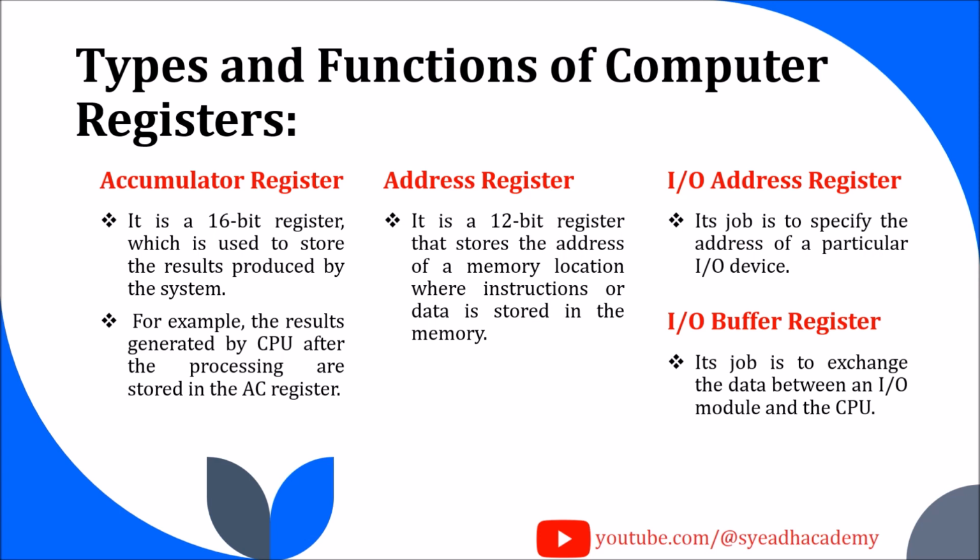6. Input and Output Address Register. Its job is to specify the address of a particular input and output device. 7. Its job is to exchange the data between an input and output module and the CPU.